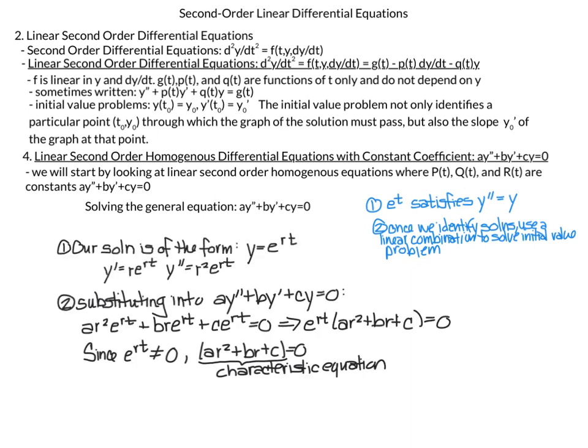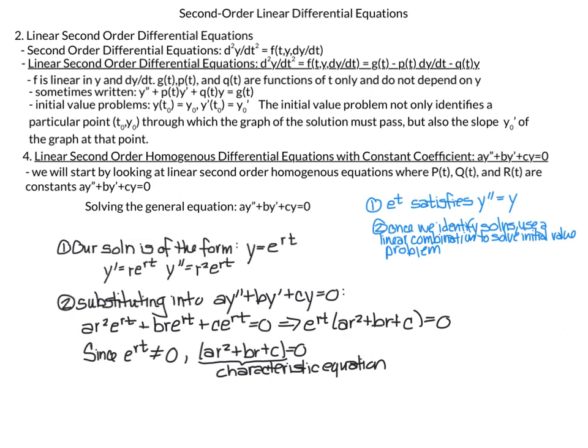So the first thing we're going to do is assume our solution is of the form y equals e to the rt, just because we saw that e to the t satisfies y double prime equals y. And we generalize this with a coefficient r in the exponent. So our y prime is going to be equal to r e to the rt, and our y double prime will equal r squared e to the rt.